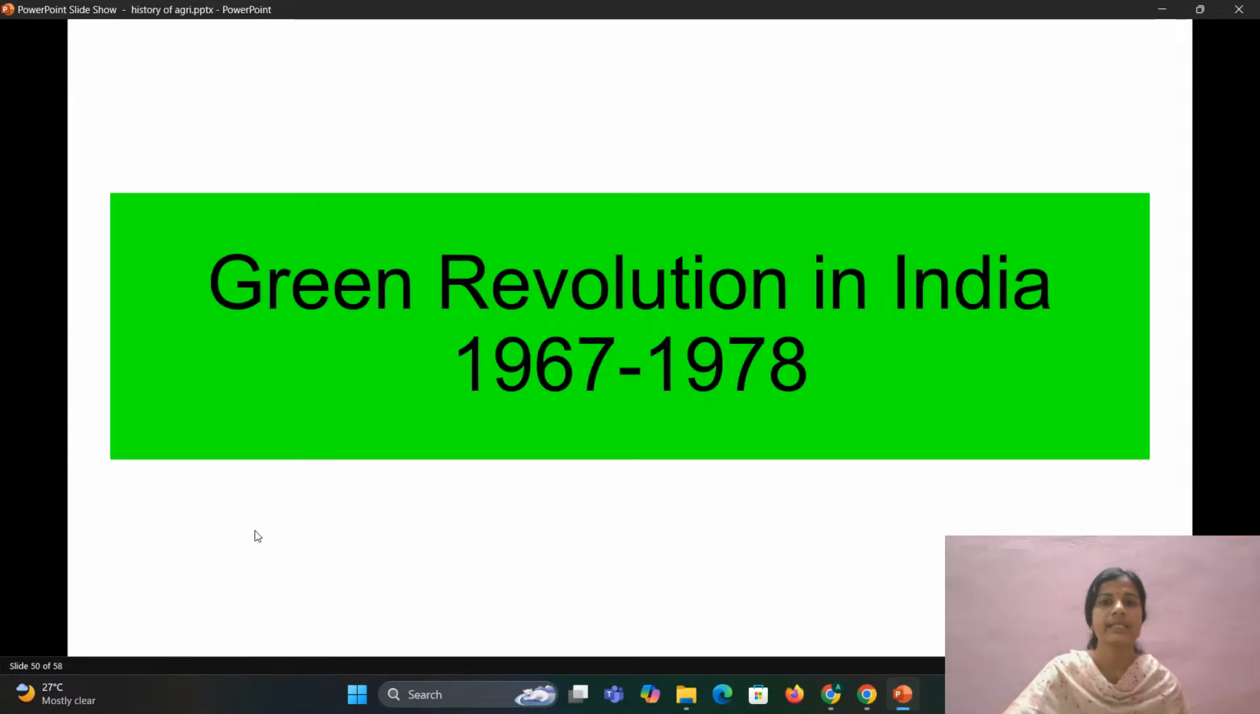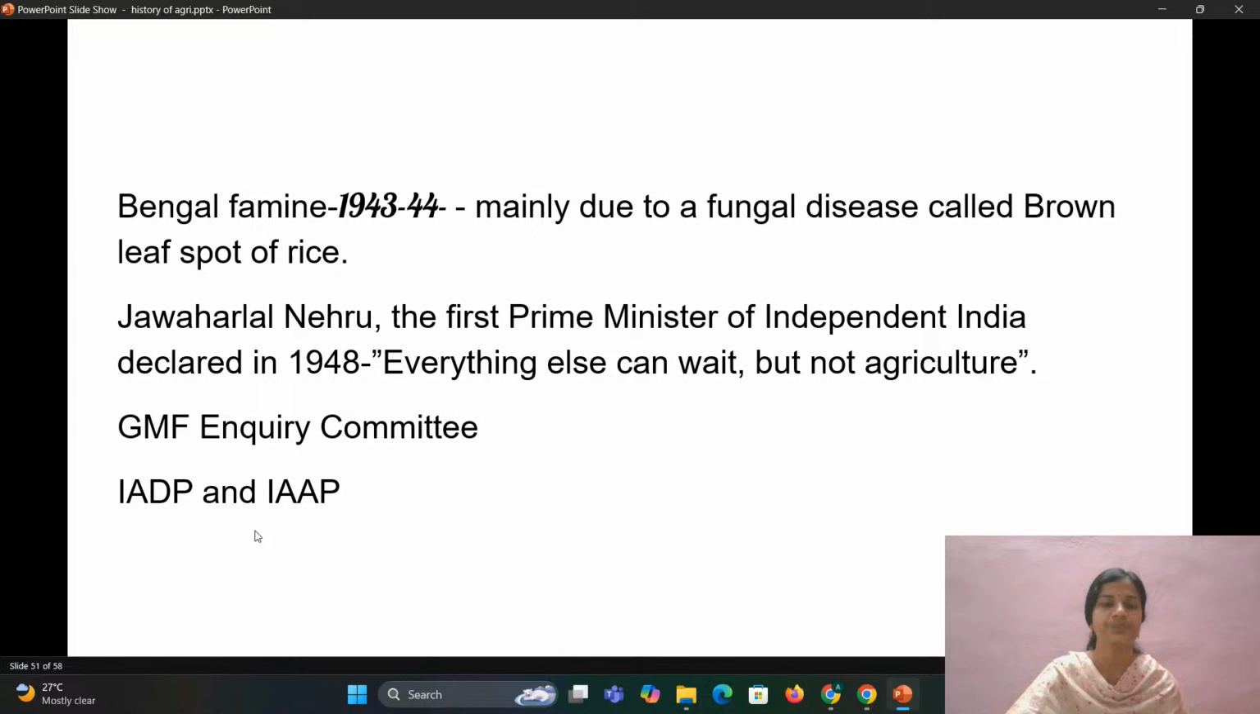Then some aspects regarding Green Revolution in India. The last major famine during the British period was the Bengal famine, and this Bengal famine was mainly due to brown leaf spot of rice, which is a fungal disease. After independence, our first Prime Minister, Jawaharlal Nehru, declared that everything else can wait, but not agriculture.